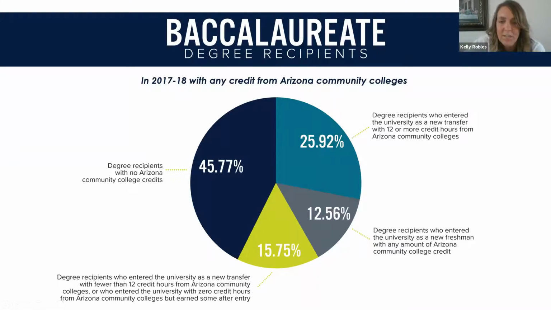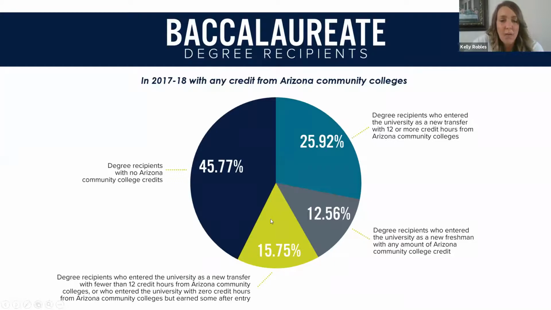Our data analyst would say that's not true. She would say it's 12.56%, but I would say 12%. 12% of baccalaureate degree recipients also have credits as new freshmen from Arizona community colleges, and we believe that those are your dual enrollment students. These students are never counted as transfer students, even though they have transfer credit. So about 12% of those students were entering the university with Arizona community college credit already.